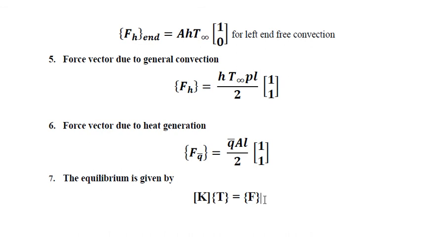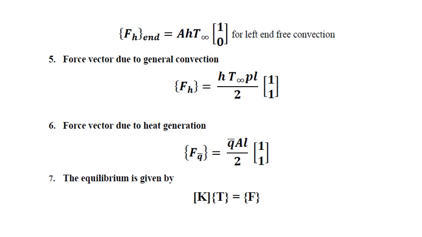Now we have to apply the boundary condition. The boundary condition is similar to that of bars. It may be either the elimination method or the penalty method. I will explain it while solving the problems. And then find the temperature, which is the unknown variable. This is how we solve for temperatures in 1D heat conduction.